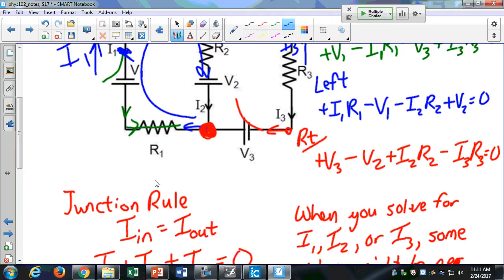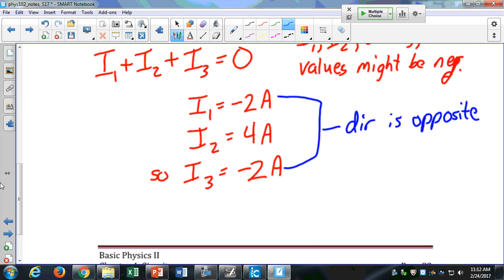That's why it doesn't matter what direction you choose for your currents. Because in the end, when you calculate them, it'll fix itself. If you chose the direction incorrectly, it'll come out negative. Okay? Does that seem complicated to you? Let's work through an example, because I think then it will not be as complicated.